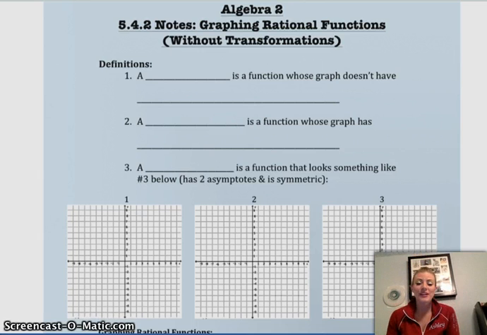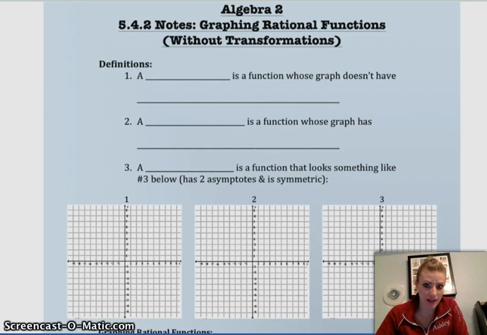5, 4, 2. This is the second day of graphing rational functions, not using transformations. So, we have 3 definitions. I didn't write the SWABAT down just because the SWABAT is graphing rational functions without transformations. It's the same as the title of the lesson. Anyways, so a blank is a function whose graph doesn't have blank. Okay, that doesn't really give you a whole lot of information, but basically there's a couple different types of graphs that we're going to be talking about today.